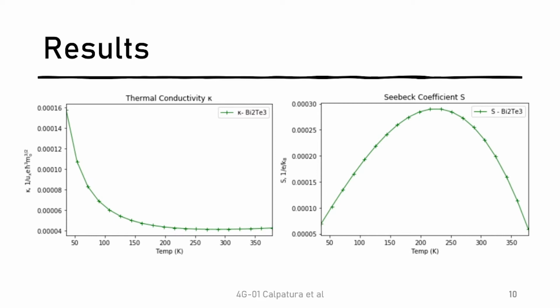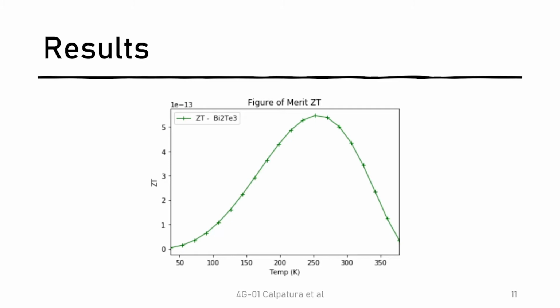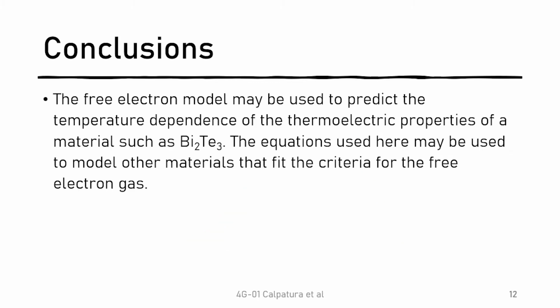Thermal conductivity decreased at a very high rate as the temperature increased, while the Seebeck coefficient displayed a peak at about 200 to 250 Kelvin, and then started to decrease rapidly at higher temperatures. Finally, this plot shows the figure of merit for bismuth telluride, where we see that it peaks where room temperature applications would fall into. In conclusion, the equations used here may be used to predict the temperature dependence of materials that fit the criteria for a free electron gas.